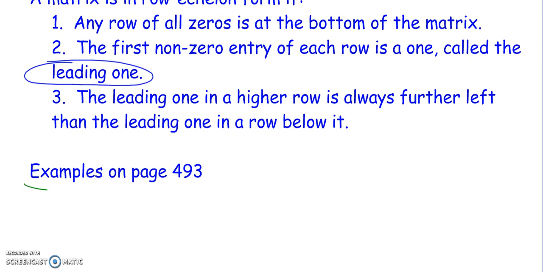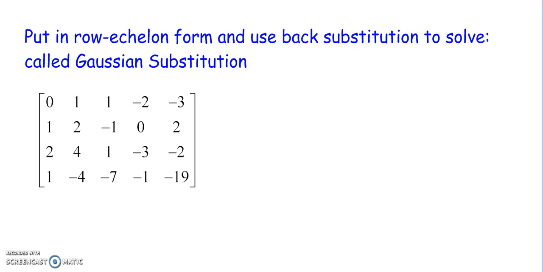I do think it's worthwhile: there are about 6 examples on page 493 where you could take a quick look. It gives you some examples of what is row echelon form and what is not. They're quick. It's worth a glance. All right, we probably don't have enough time to solve this matrix in this video, so we will solve it in our next video.